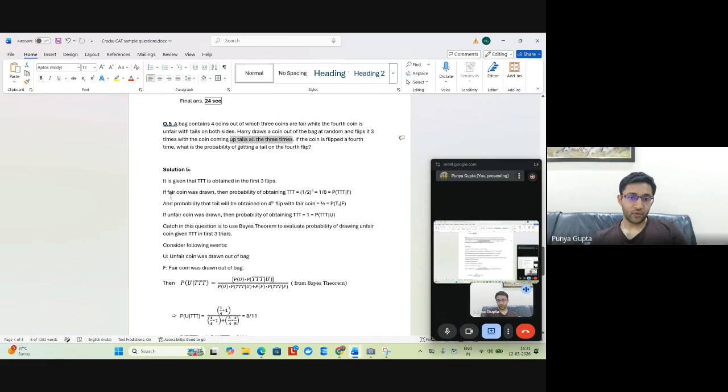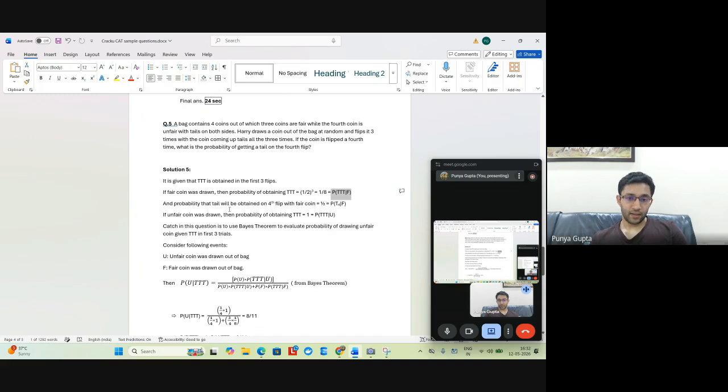First we need to find the probability of getting tail, tail, tail, given that we chose a fair coin to flip. This is just half raised to the power 3, which comes out to be 1 by 8. This is the probability of obtaining tail, tail, tail, given we chose a fair coin. And similarly, the probability of obtaining tail, tail, tail, given that we chose an unfair coin is 1, because unfair coin will always show tail in every flip.